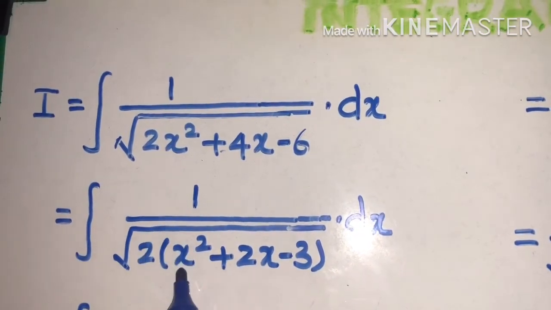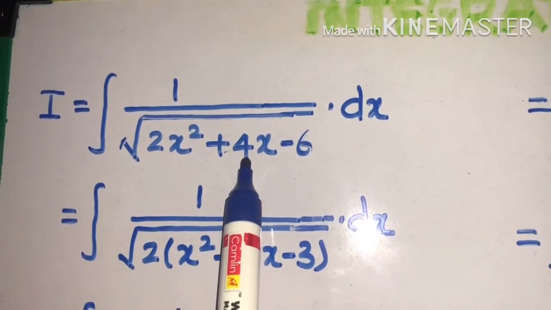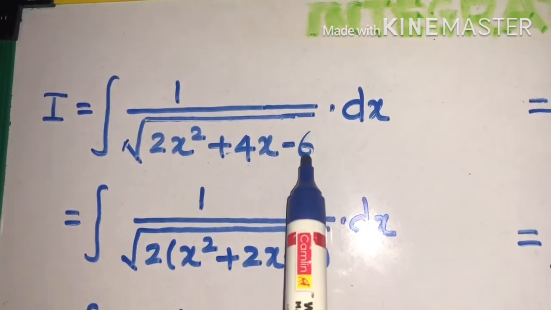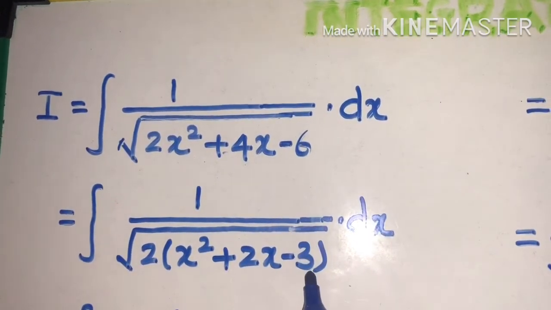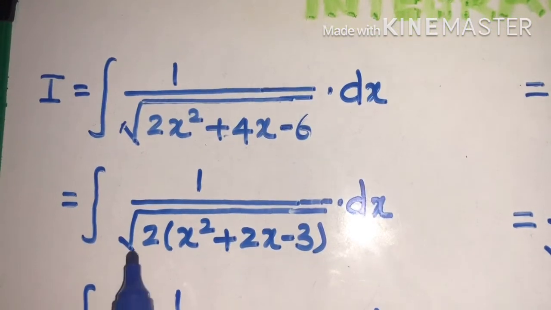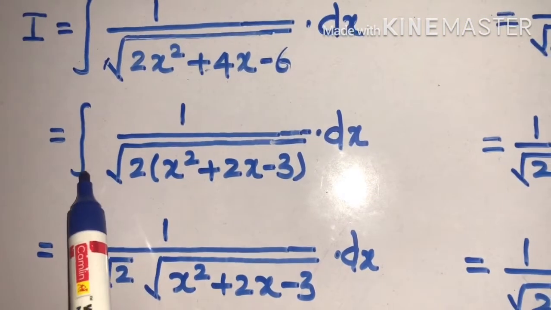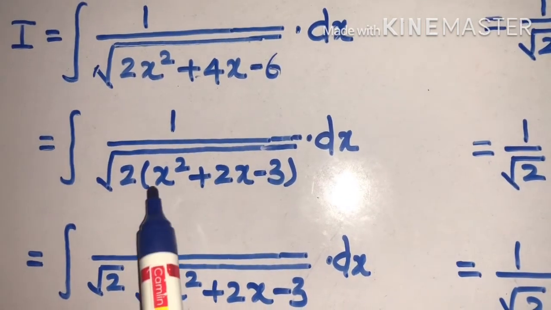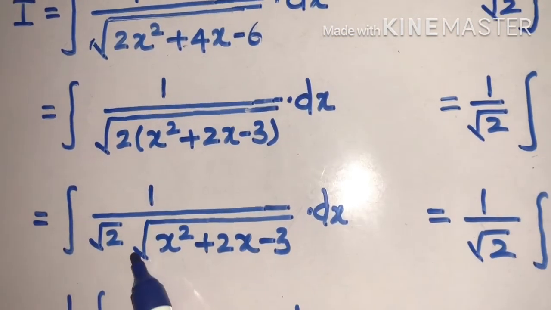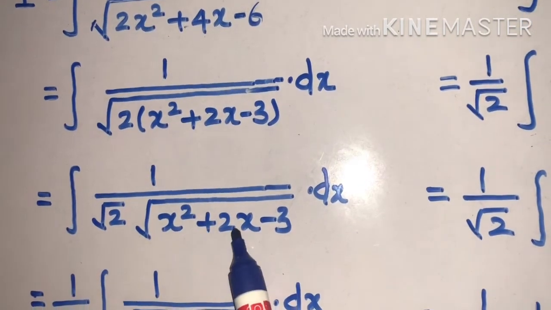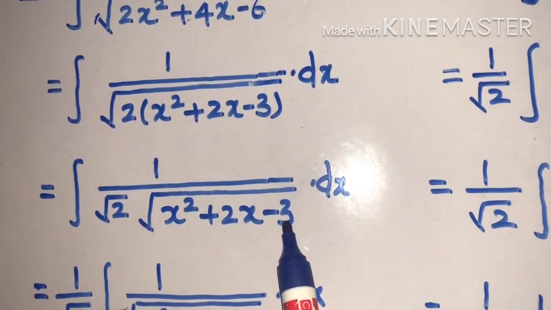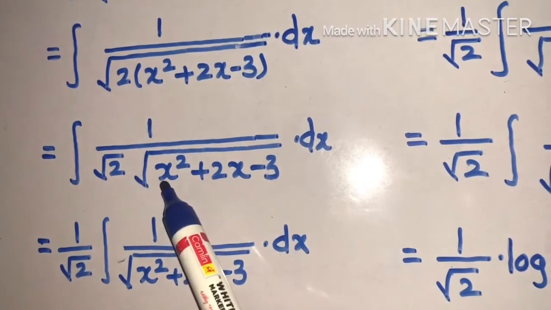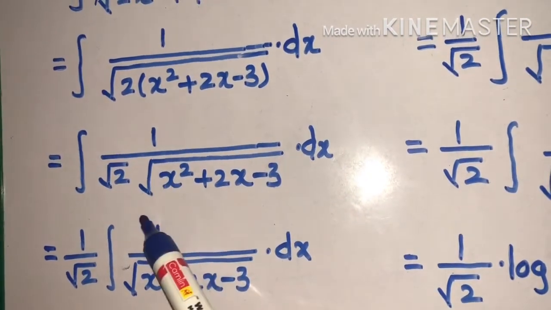So here I have x square. At the second position we have 2x, and minus 6, 2 we have taken common, that is why it will become 3. This 2 take it out from the square root, so it will become root of 2. So the remaining term will be root of x square plus 2x minus 3. Now we made the coefficient of x square as 1.